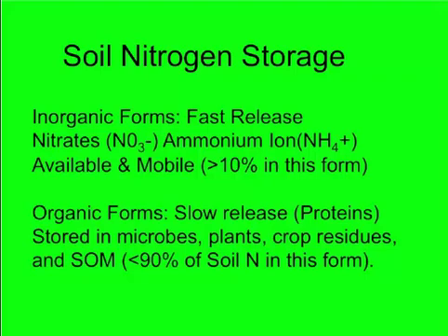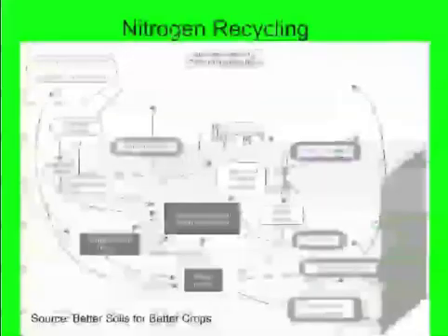Organic forms, however, are a slow release, and when you think about nitrogen this way, you're thinking about amino acids, proteins, nitrogen, and sulfur. This form of nitrogen is stored in the microbes, the plants, the crop residue, and also the soil organic matter. It makes up the largest part of the soil. However, we've lost a lot of that. As I've said, we've lost 60 to 70%. So if we can increase the amount of organic forms of nitrogen, it'll be a slow release, and we won't have near as many problems with nutrient runoff.